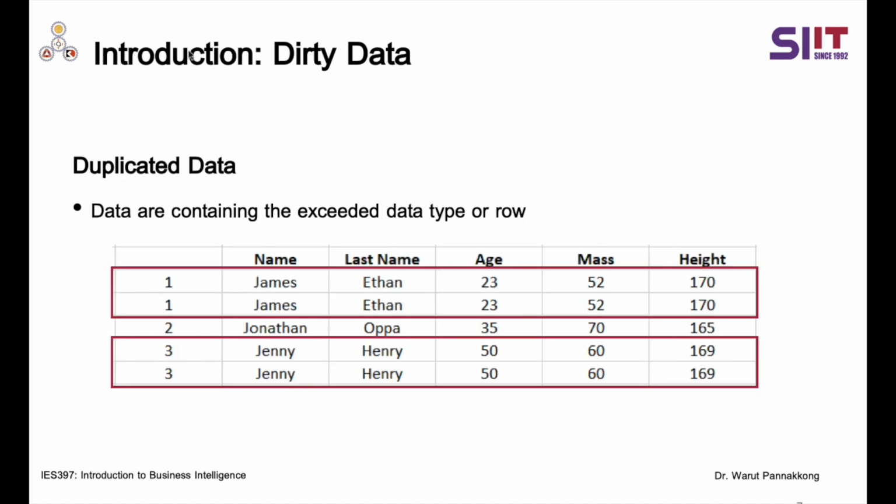The next type of dirty data is duplicated data. You have redundant information. As in this example, there are two lines of the same information about James, exactly the same in all attributes, and also for Jenny. So if we don't clean it and we take into account both rows, the data is going to be misleading because we are calculating twice of each of this information.